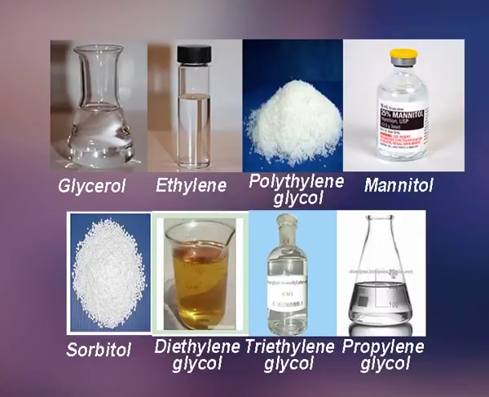Now, classification and examples of humectants. There are three types of humectants: inorganic humectants, organic humectants and metal organic humectants. Inorganic humectants, example in this category is calcium carbonate. Metal organic humectants, example is sodium lactate. And organic humectants are frequently used in cosmetics. They include polyhydric alcohols, esters and ethers. The most commonly used organic humectants are glycerol, ethylene glycol, polyethylene glycol, sorbitol, mannitol, diethylene glycol, triethylene glycol, propylene glycol.